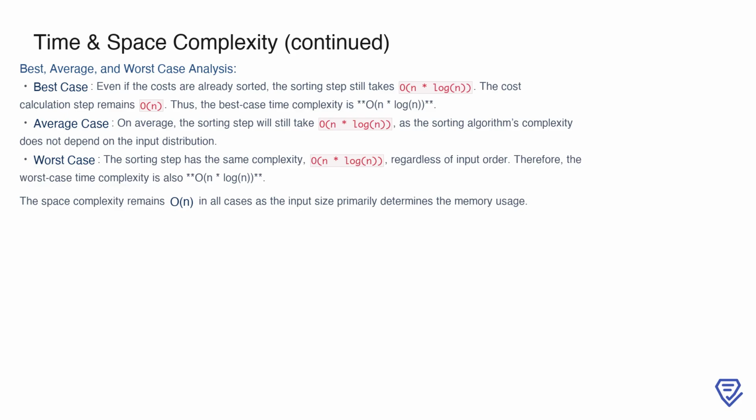In the average case, the sorting step still dominates, as its complexity does not depend on the input distribution, making it O(n*log n). Similarly, in the worst case, where the input is in the least favorable order, the sorting complexity remains O(n*log n). Across all these cases, the space complexity remains consistent at O(n), as it primarily depends on the size of the input. This uniform behavior demonstrates the robustness of the solution.